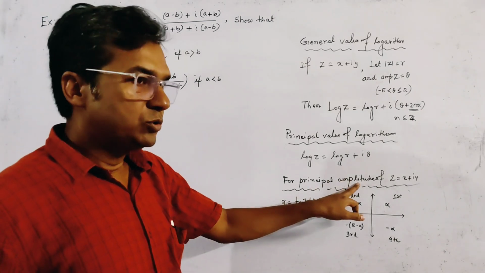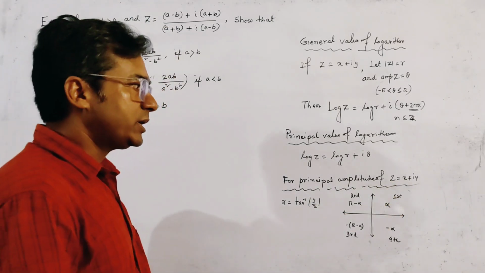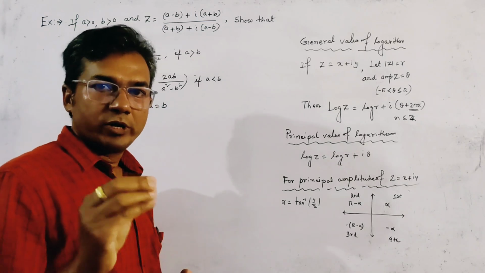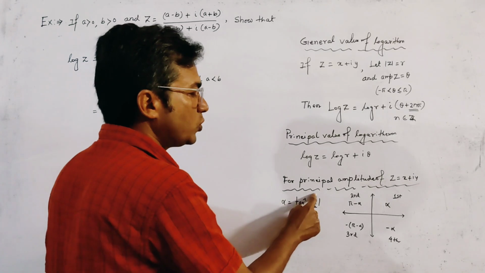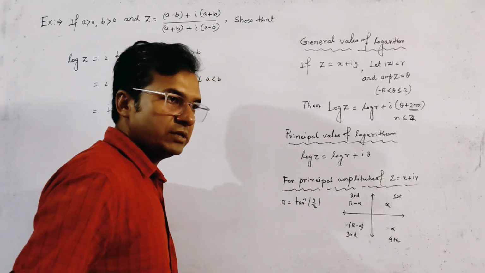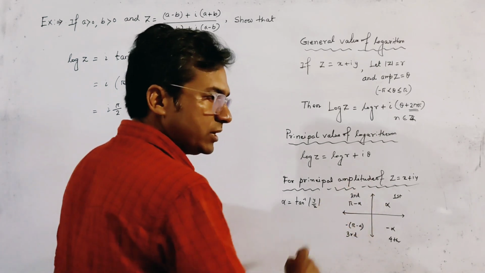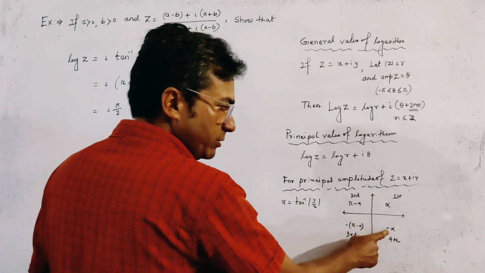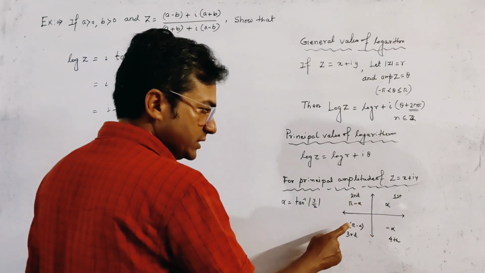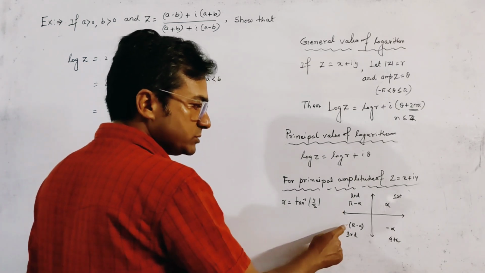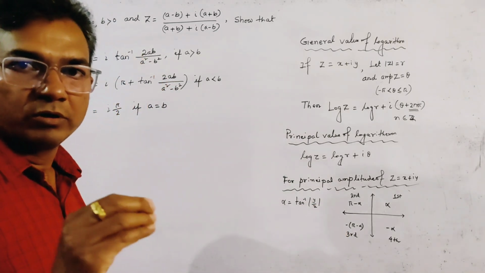For the principal amplitude of complex number z, we first see in which quadrant the complex number lies. We first find the value of alpha. This is given by tan inverse of mod value of y by x. Then if the complex number is in the first quadrant, the principal value is alpha. If in the fourth quadrant, this is minus alpha. If in the second quadrant, then pi minus alpha. And if it is in the third quadrant, then the principal value is minus pi plus alpha. This result is very important to find the principal value of a complex number.